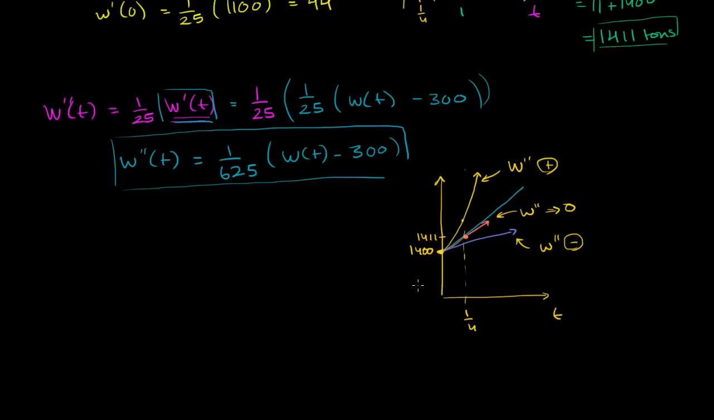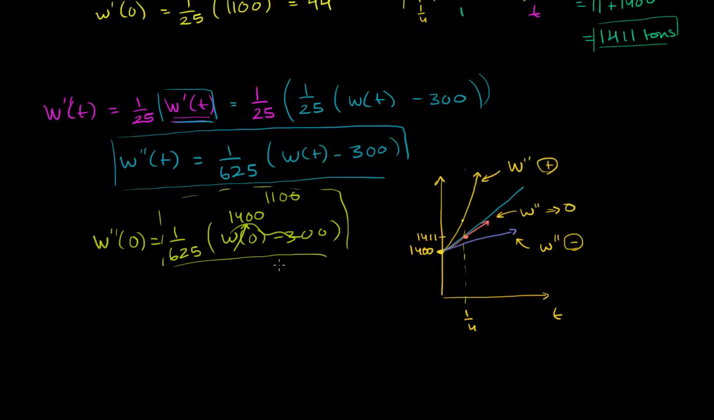have a pretty good sense of whether we have an overestimate or an underestimate for part A. So let's just figure out what our second derivative is at time 0. It's going to be equal to 1/625 times W of 0, which we know, minus 300. Well, W of 0, the amount of waste we have at time 0, they told us in the problem, is 1,400 tons. 1,400 minus 300 is 1,100. And then 1,100 divided by 625 is a small number. It's 1 point something, but it is a positive number. And that's the important thing here. So all of this business, it is positive.